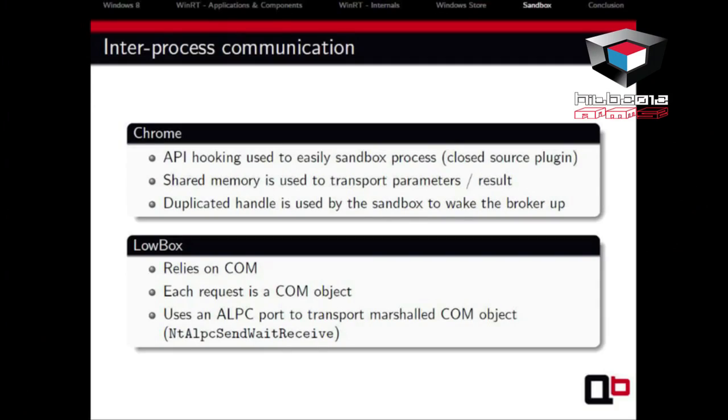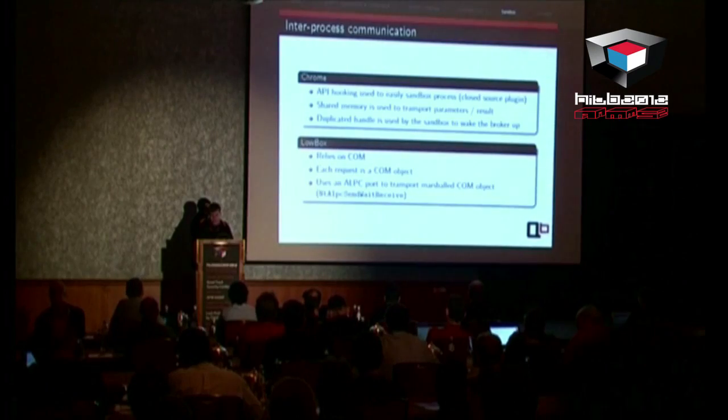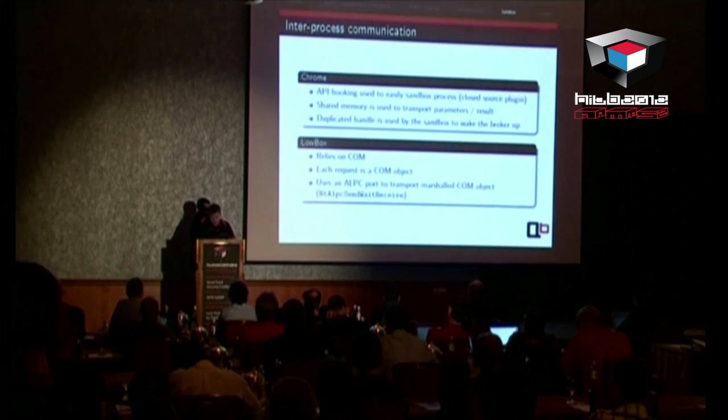Finally, about IPC, Chrome has to overcome a difficult problem because most plugins are closed source and they must be isolated. To do so, they decided to implement API hooking, which allows the closed source plugin to call the Chrome equivalent function and perform the communication with the broker. In order to share parameters and results, they use a shared memory and a duplicated handle to allow the Sandbox process to notify the broker.